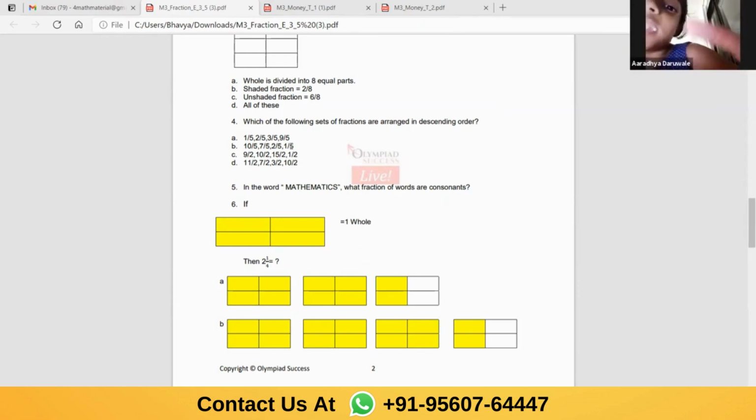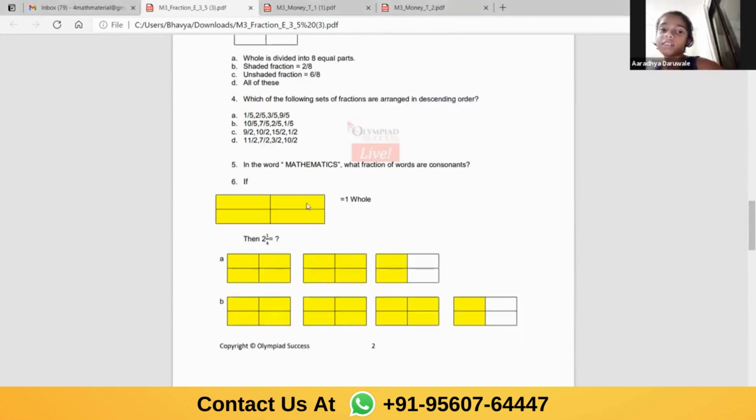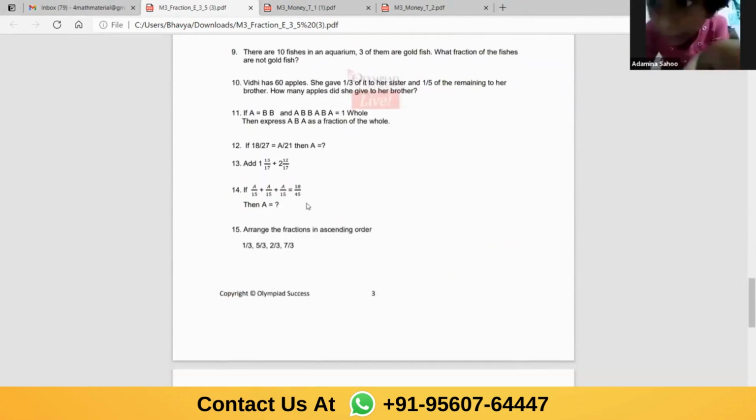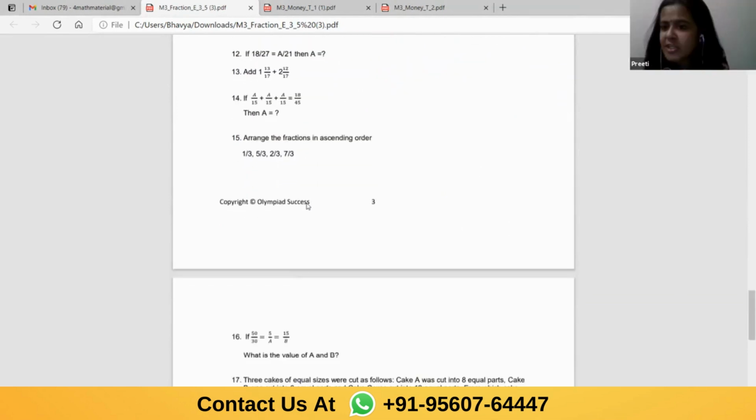Clear? Yes, ma'am. And I have doubt in question number 15. In this, you have to arrange the fractions. All the fractions are like fractions. So the smallest numerator is 1, then 2, then 5, and then 7. So I will say 1 by 3, then 2 by 3, then 5 by 3, then 7 by 3. Simple. Ma'am, this was so easy. No, sometimes in easy questions also we get confused.